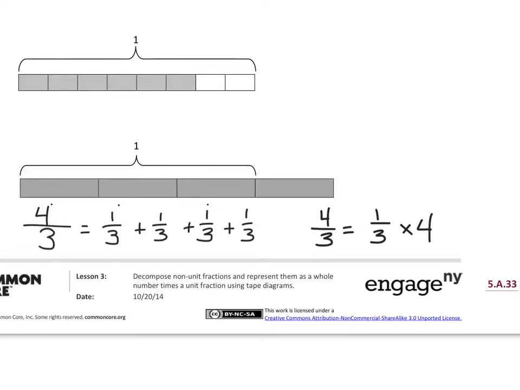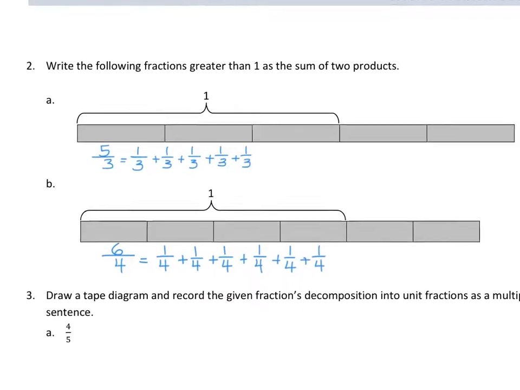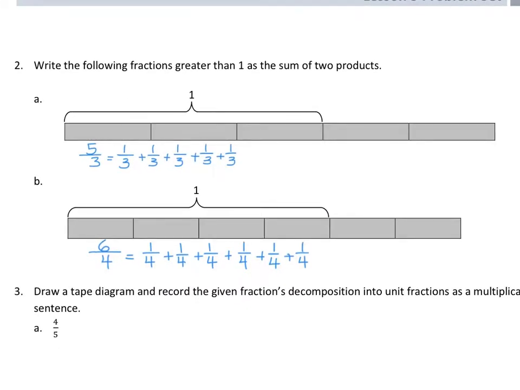I wanted to do one more example with you on the second part of your page. Actually, 3 more examples here. So write the following fractions greater than 1. You can see we've got 1 again, goes to there, so we're dealing with thirds. 1, 2, 3, 4, 5 of them altogether. 5/3 can be decomposed as 1/3 plus 1/3 plus another 1/3 plus 1/3 plus 1/3.